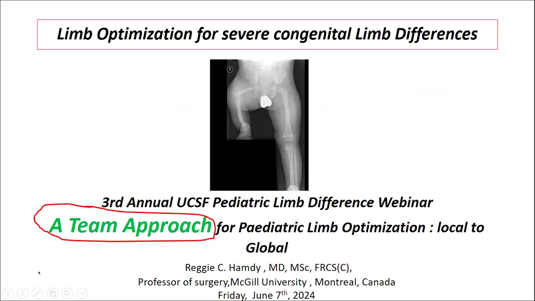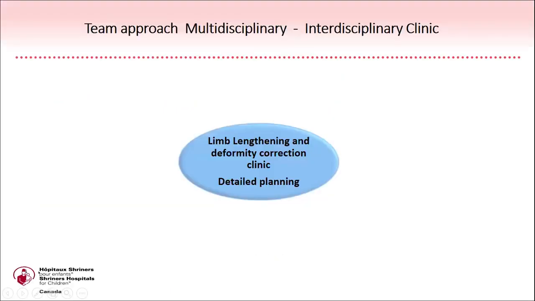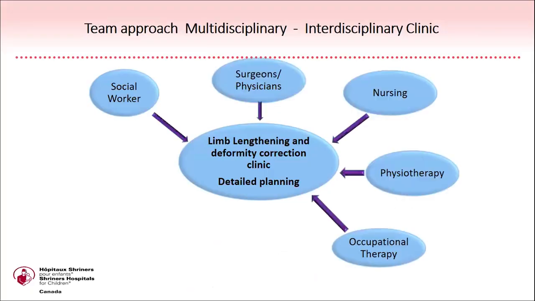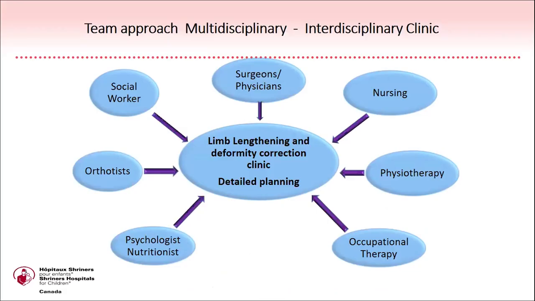It's a team approach that we will decide. So we have a limb lengthening and deformity correction clinic that includes all these people, and it is in this clinic that all these options should be discussed, ultimately to reach a shared decision-making with the family. And this is the key thing now.